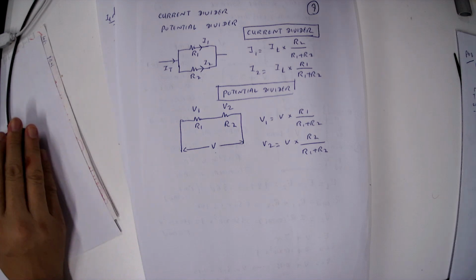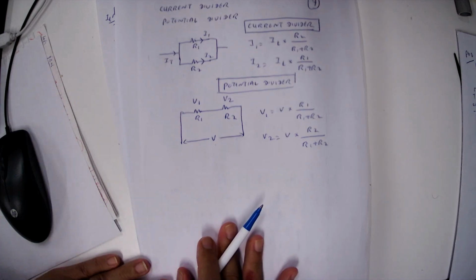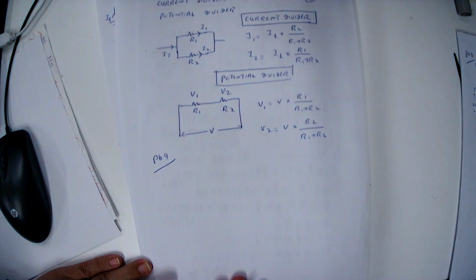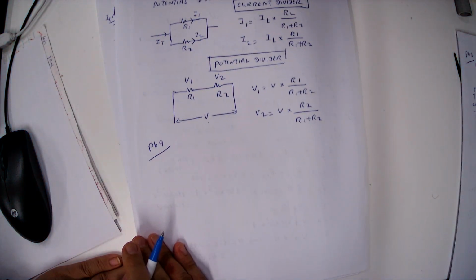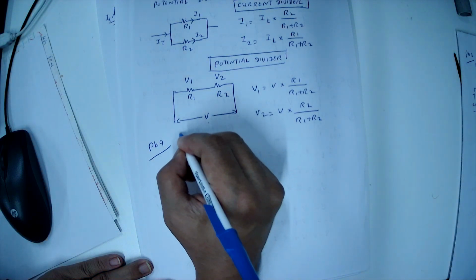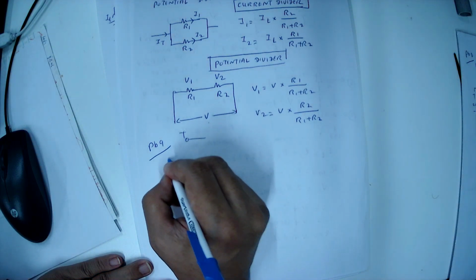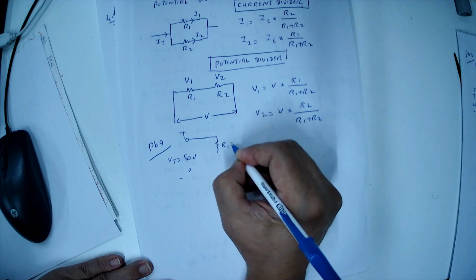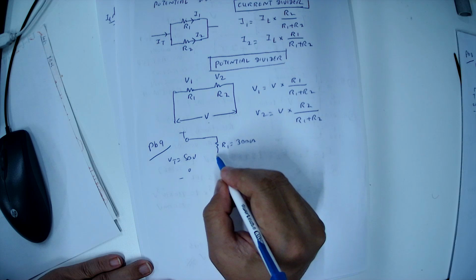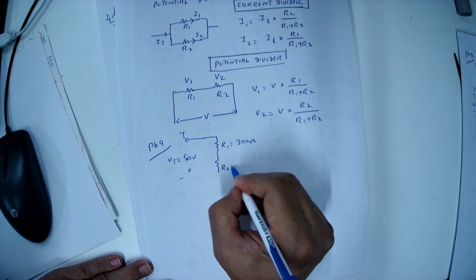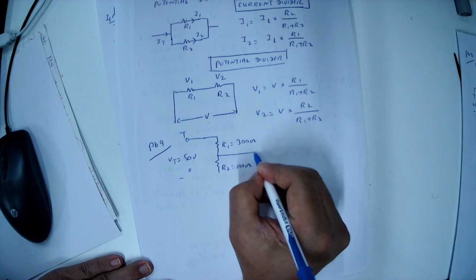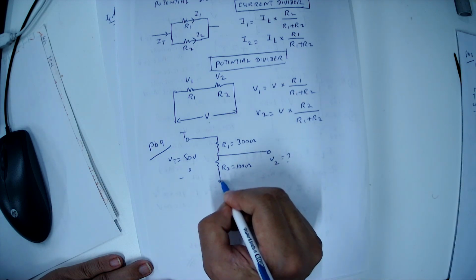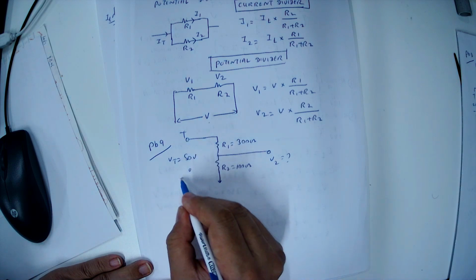Based on those equations, we need to solve this problem. This is the problem, Problem 9. We need to determine the voltage drop. So this is the circuit here. This is the positive side, this is the negative side. V total is given as 50 volt. Two resistors, R1 is 300 ohm and R2 is 100 ohm. Then we have to calculate the voltage V2. So this is the connection, with the positive and negative terminals.